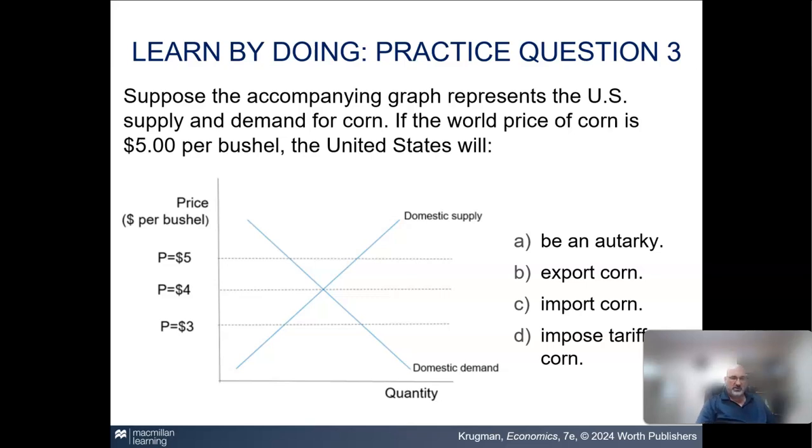So yeah, they're gonna hurt one side, but they're not gonna hurt everybody. And 3, suppose the accompanying graph represents the U.S. supply and demand for corn. The world price of corn is $5 a bushel, then it's above. All right. Equilibrium price is 4. 5 is greater than 4. So that means we're not importing it. We are exporting it.